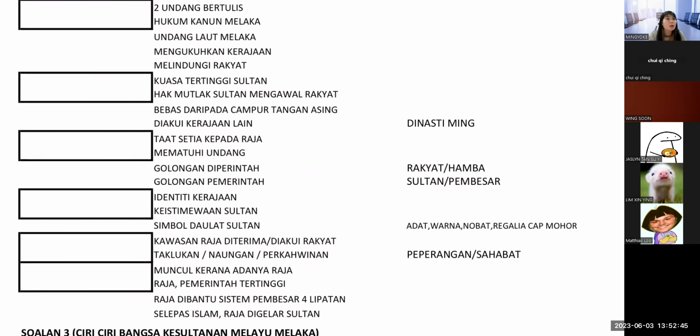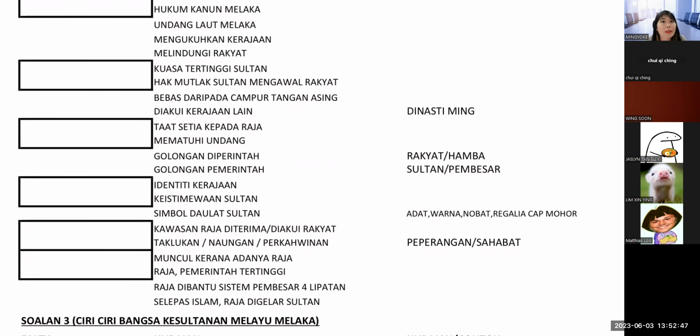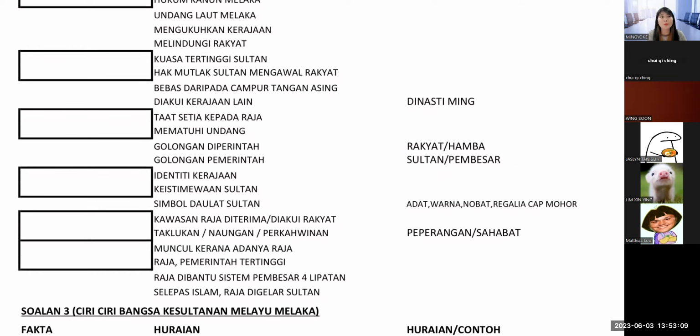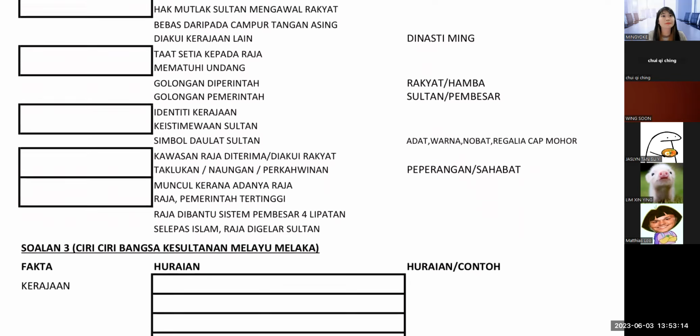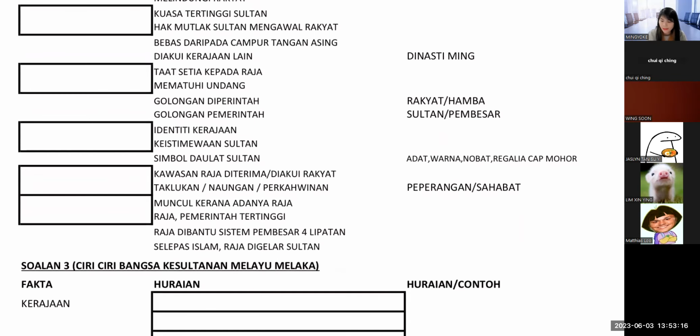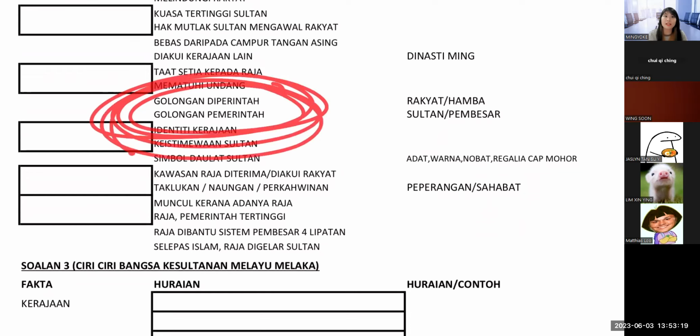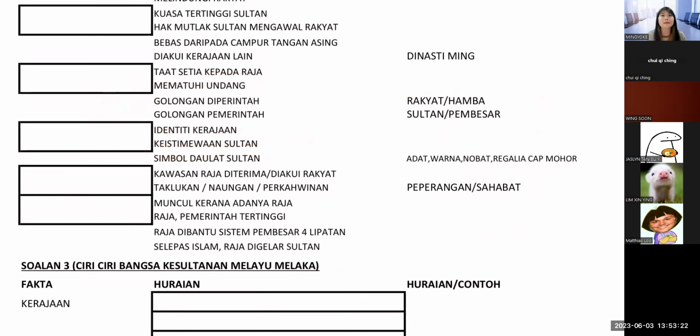you go to your kerajaan. Rakyat terbahagi kepada 2 golongan, iaitu golongan diperintah dan golongan pemerintah. Can write? Then you give the contoh after that. Golongan diperintah mempunyai, seterusnya golongan pemerintah mempunyai, like that. You can write golongan pemerintah dan diperintah first. Only then you write the contoh also can.